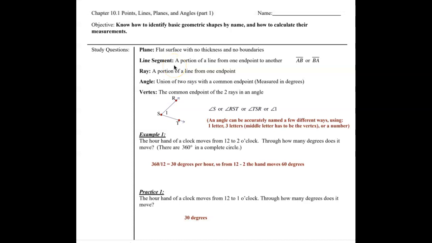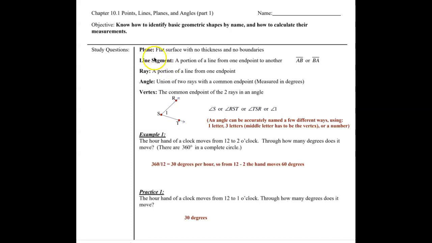Okay guys, so the next chapter we're looking at is chapter 10. As you can see, it is geometry. Chapter 10 is all geometry, and obviously this book covers a lot of different topics, jumping from one topic to the next that may or may not be related. Like all that finance stuff we just looked at, not exactly related to geometry. So anyhow, know how to identify basic geometric shapes by name and how to calculate their measurements.